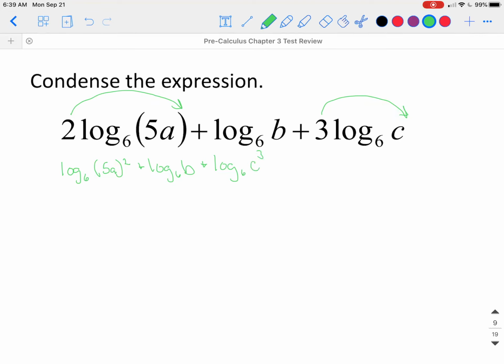Now we can go ahead and square those pieces in that first part. So we can write this as 5 squared is 25, a squared. In addition, when you condense it, it becomes multiplication. So we can write this as log base 6 of 25a squared, b, c to the 3rd.